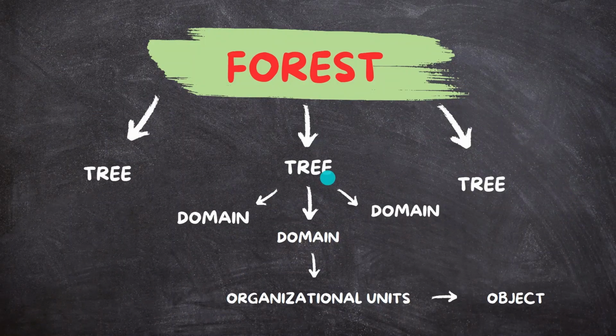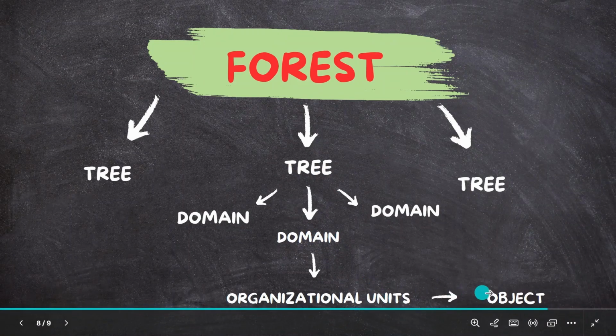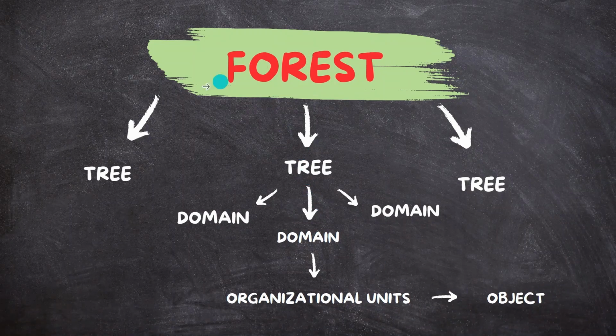With that said, let's look at the structure of an Active Directory. In the upper level, an Active Directory consists of a forest, then a tree, then a domain, then organizational units, then down to objects. Let's define each of the terms. A forest is the entire Active Directory. In a real world example, a forest is the company.